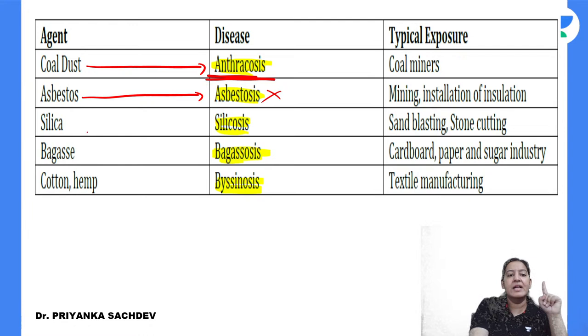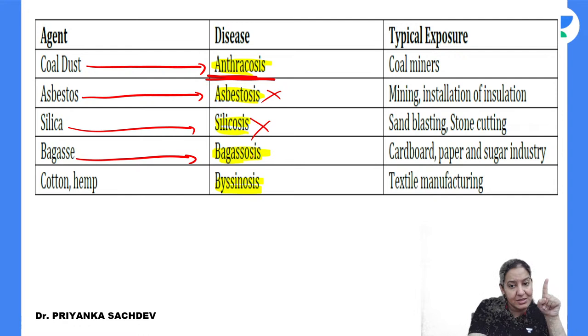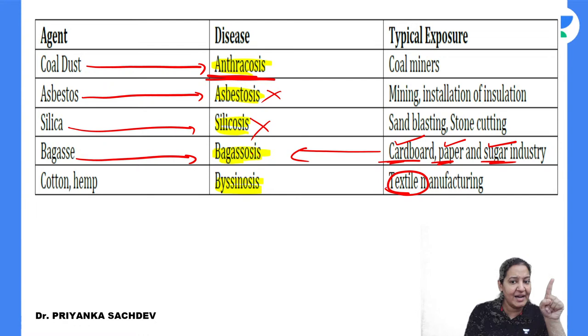Bagasse causes bagassosis, but what is bagasse? Bagasse is basically cardboard, paper or sugar industry waste. So if any person is working in the cardboard industry, paper industry or sugar industry, after many years the person can have bagassosis. And if the person is working in a cotton industry, textile industry, the person will have byssinosis. Byssinosis is due to cotton. You got my point?